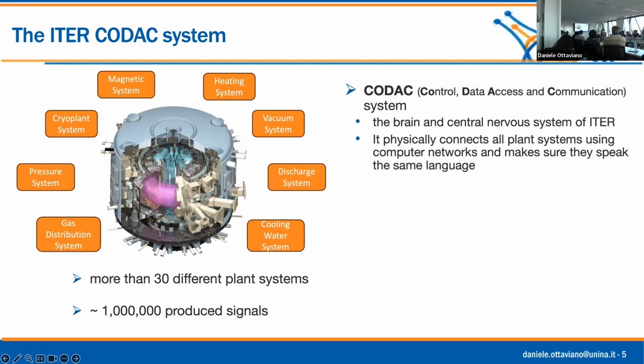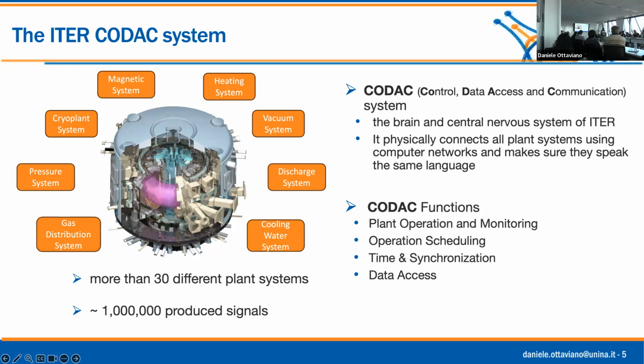To do it, there is the control data access communication system, the CODAC system, in the ITER project. That is the brain and the central nervous system of ITER, and it basically connects all these systems using computer networks. The CODAC system has to perform several functions, starting from plant operation and monitoring, through operation scheduling, time synchronization, and data access.